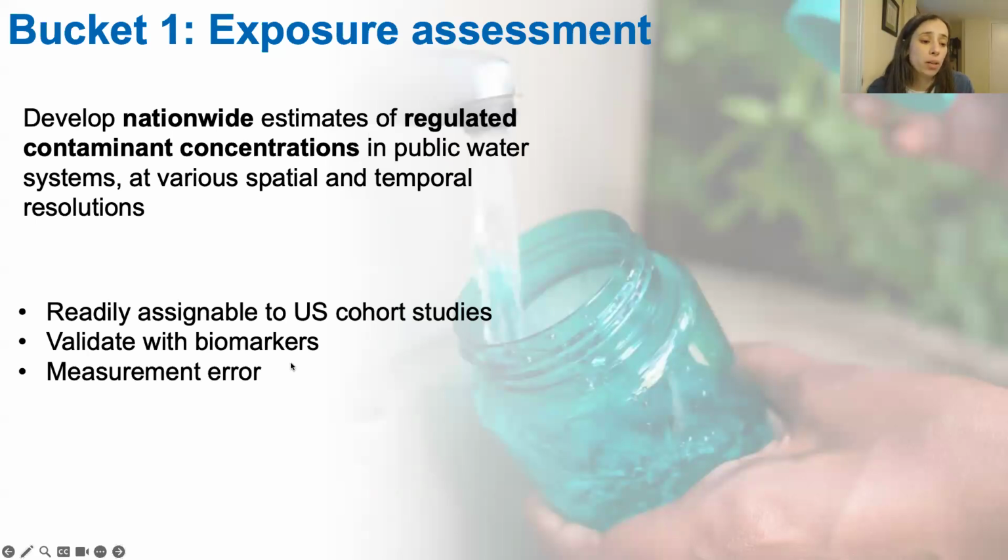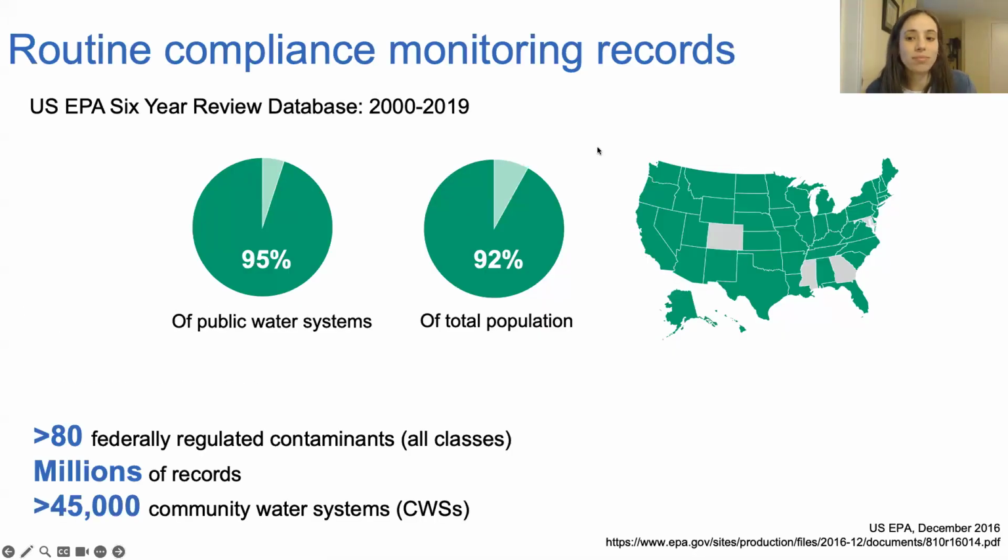And we've done a little bit of work to try and validate this approach with biomarkers. And for our next iteration, we're really focused on measurement error and trying to find ways to minimize it, because we all know that's one of our biggest challenges and potential sources of bias in our environmental epi studies. And so that's very much on our mind for the next 5 or 6 years of work.